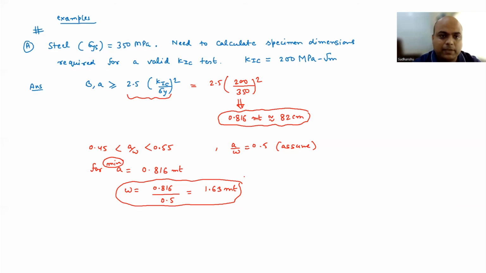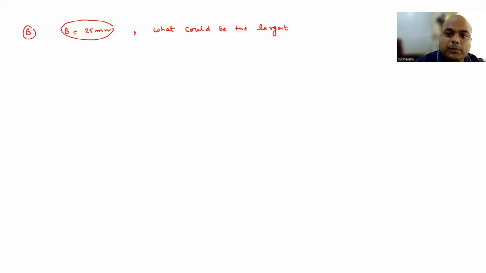Now let's do another example. So in this case, you know that it is difficult. So case B. Now let's see that B is 25 millimeter. In the above example, B is 25 millimeter. We have that specimen. So let's calculate what could be the largest possible K1C for a valid test. So what I am saying is that we have now fixed the dimension. Previously we calculated the dimensions from the given material properties. Now let's fix the dimension and see what could be the maximum K1C of a material we can have for this particular test to be valid.